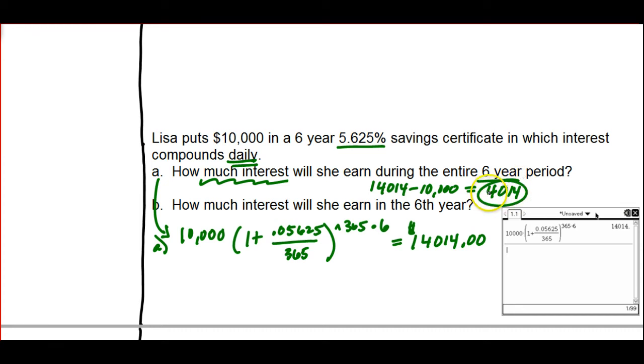Nice way to earn money, isn't it? Most savings certificates have a much lower percentage. I don't think most people could find anything higher than a 3%, but that's still money that she didn't have to work for, which is a nice way to make money.